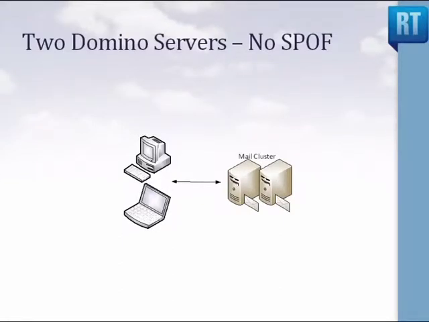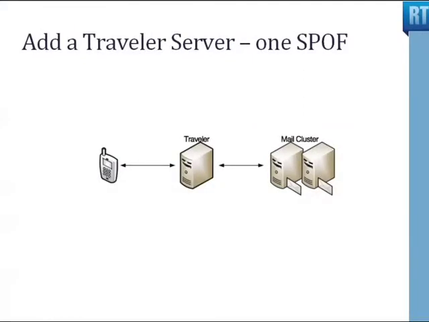And now your CEO says, I want my mail on my mobile device, and you say, no problem, let's put up a Traveler server, and boom, there it is. And now we again have a single point of failure. Every now and then you have to take that Traveler server down, and people lose their access to mail on their mobile devices, and they're not happy about it.